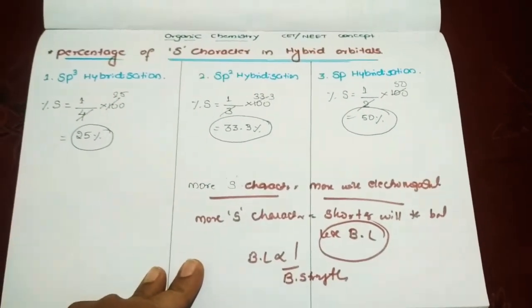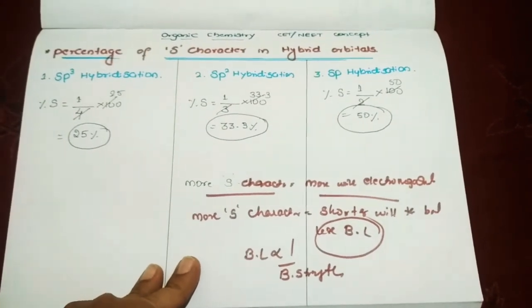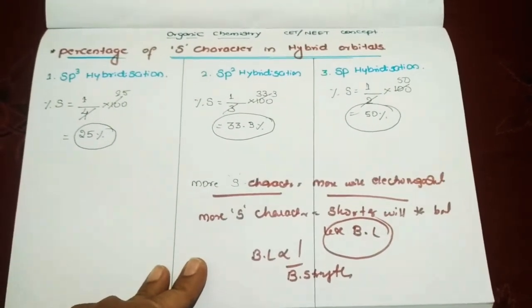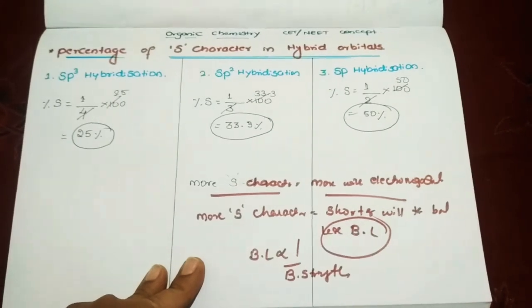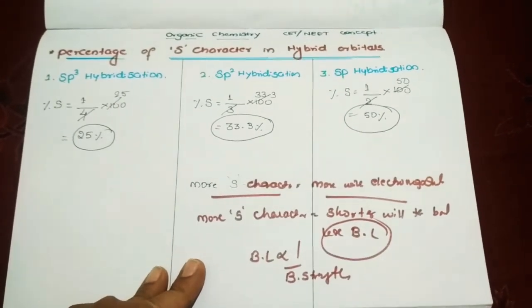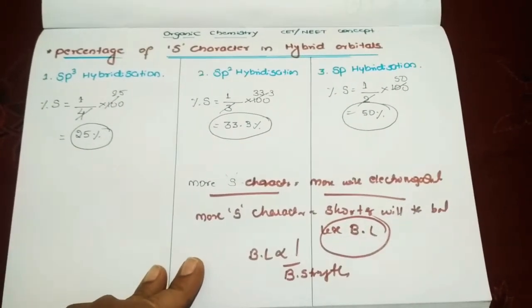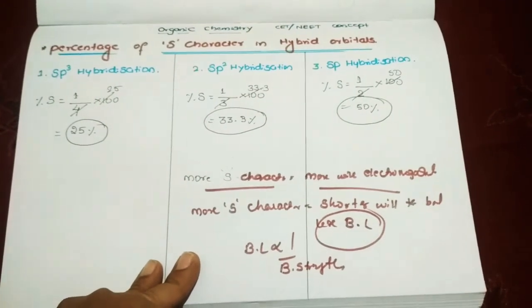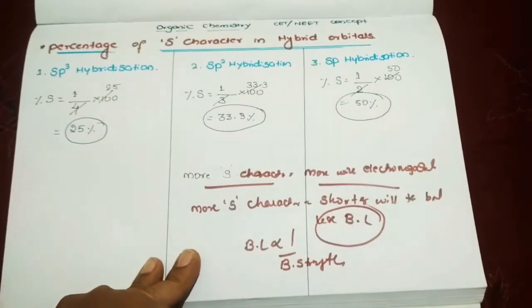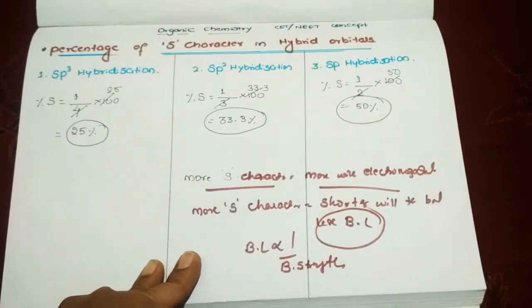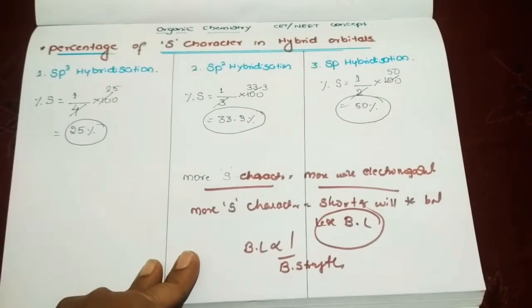So this concept is for the CET and the NEET, where a question might appear, or has already appeared in the previous years, regarding the percentage of S character in a hybrid orbital. This is a class 11 concept where you might already know what hybridization means.